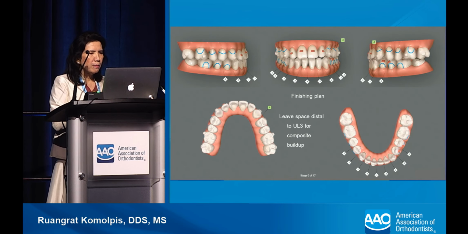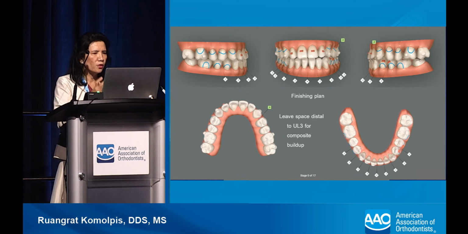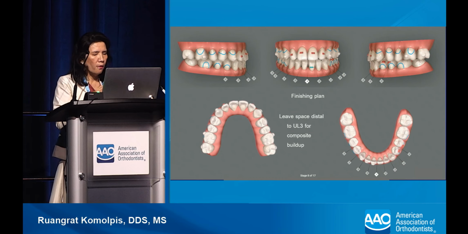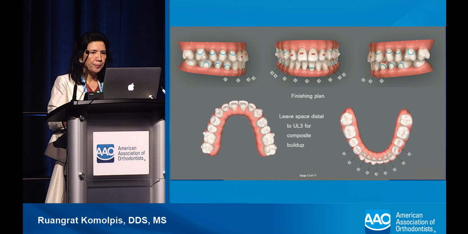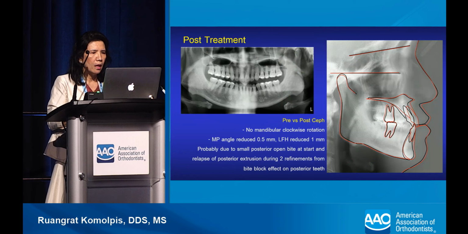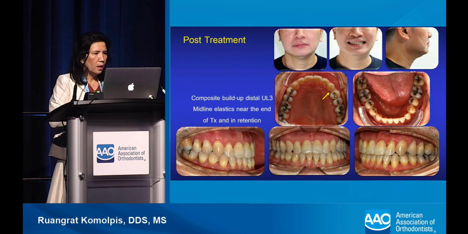This is his finishing plan. So we IPR more on the lower just to reduce the black triangles, and I leave space distal to the lower left canine because of the asymmetry in the upper arch. This will be for composite buildup. Post-treatment, we have composite buildup distal to the upper left canine.